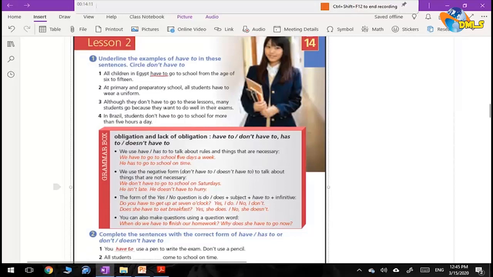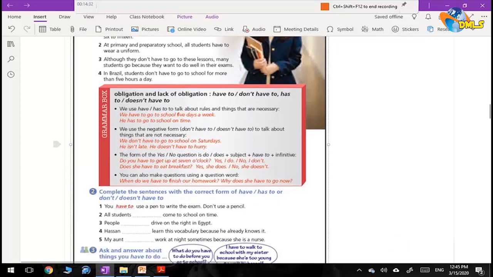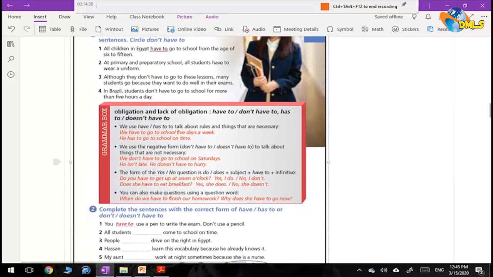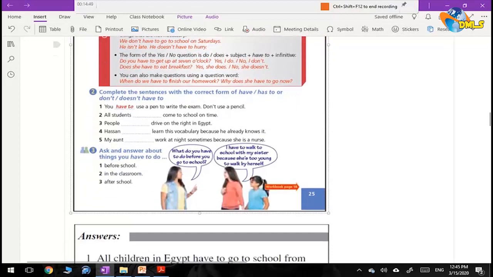Now, we have exercise A, exercise 1 to cover on this grammar rule. Underline the examples of have to in these sentences. Circle don't have to, as we have known. Don't have to and have to are used for the plural. Has to and doesn't have to are used for singular. This is for us to do, of course, when we have the luxury to do it in class.